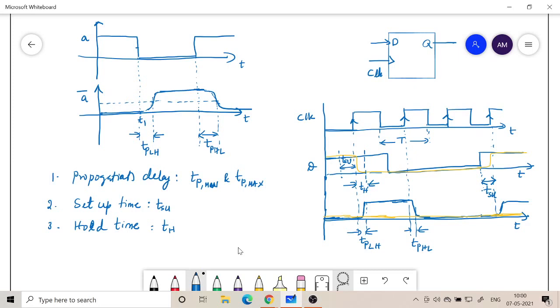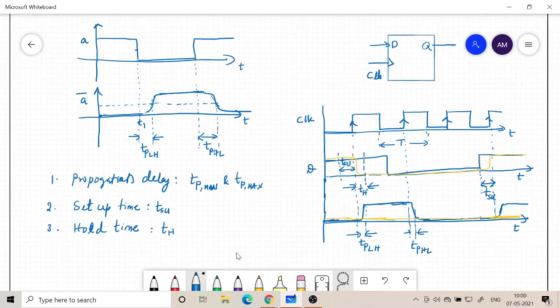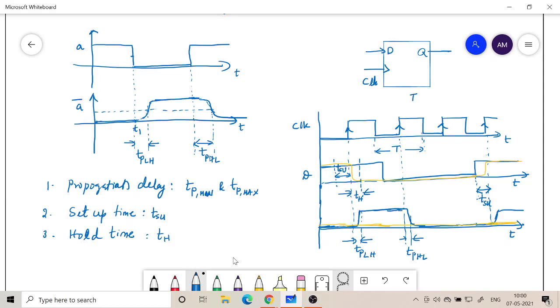So the sum of these two decides the frequency. In a D flip-flop, the T should be greater than T setup plus T hold. Otherwise, this is going to run into error. So we need to bring the D input and maintain it, and after a time period only the clock can come. After the first activating edge comes, we need to accommodate these two times, the sum of these two times, before the next activating edge can come.